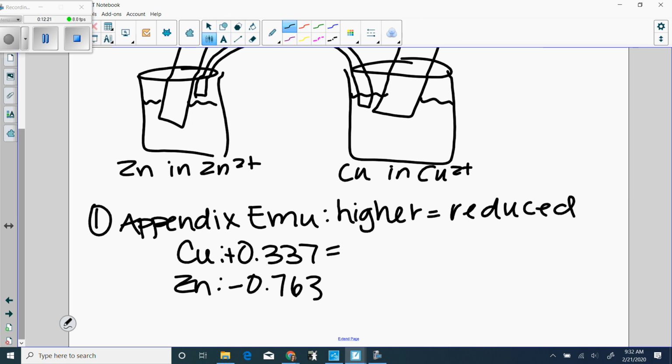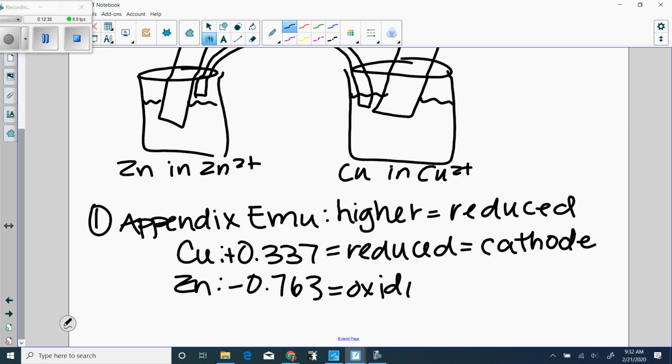So the higher one is being reduced. This is what I do right away: I look for the higher one and I write reduced. The reduced happens at what's called the cathode. So if this one is being reduced, the other one has to be oxidized. Oxidized happens at the anode. Honestly, the way I remember it is because they're both consonants, reduced cathode, and these ones are all oxidized anode. That's just how I remember. Okay?